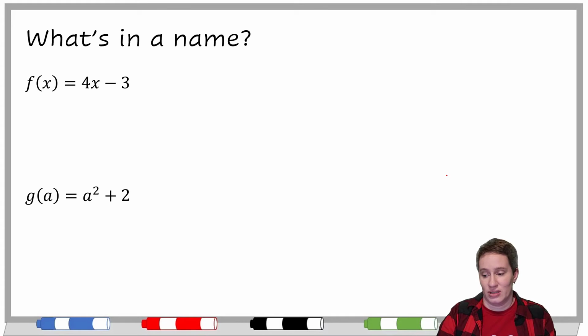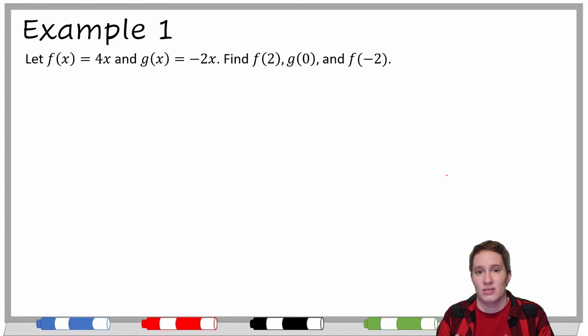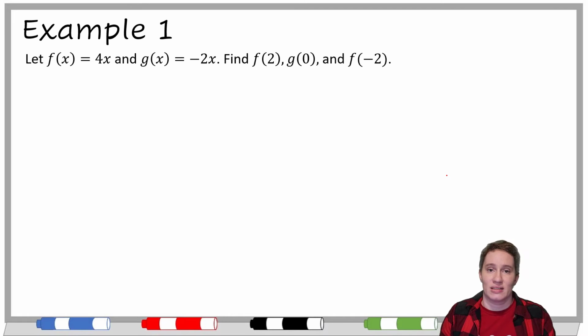Here's what we're going to do with it. If we have an equation, or more than one equation, we can find these values. So it says f of 2, g of 0, and f of negative 2. That's how we would read that. What it's asking us to do is plug in these numbers where x is. But what's cool is that the way we label them, it tells us what we're plugging in. Here's what I mean by that.